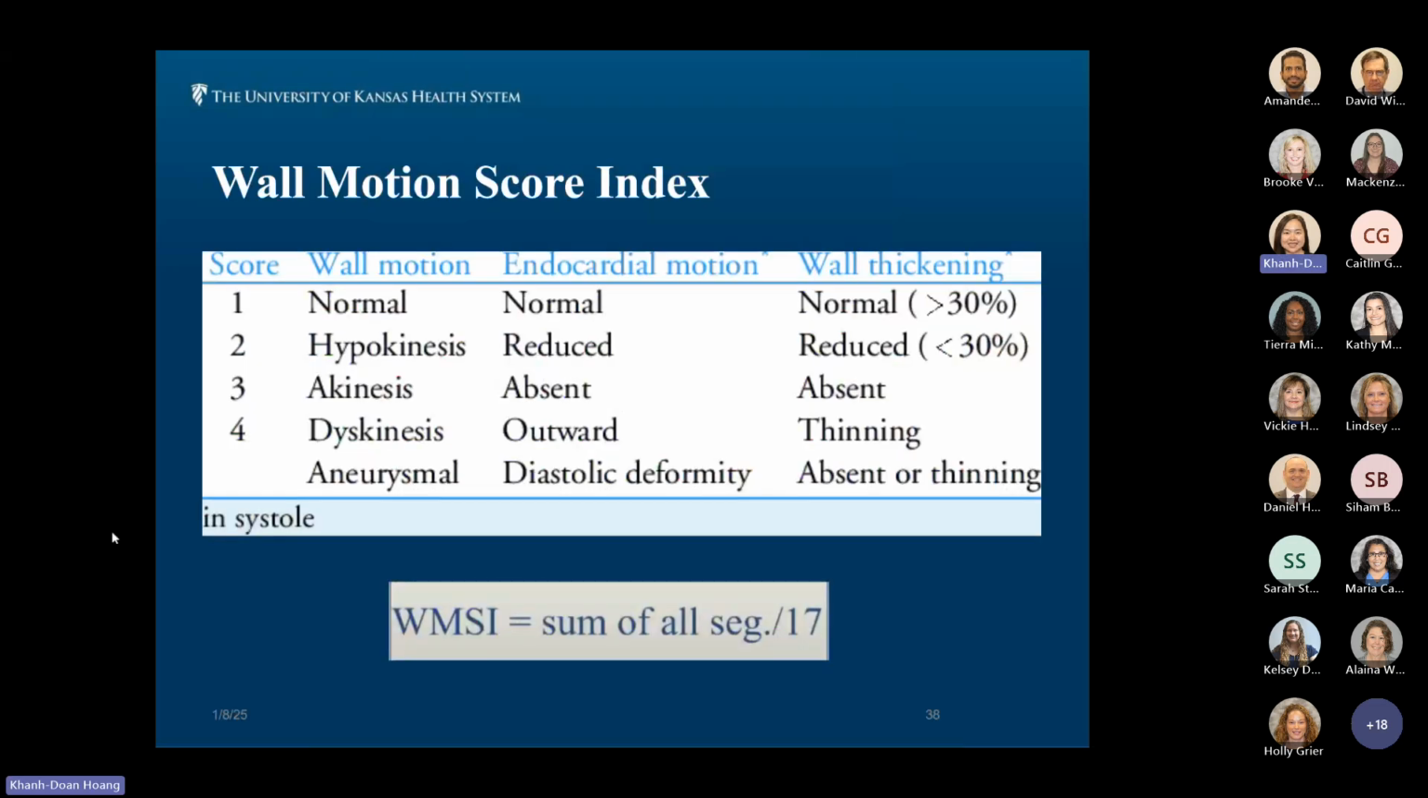And a wall motion score can be assigned to each segment. A normal segment or normal hyperkinetic would be given a score of 1, hypokinetic a score of 2, akinetic a score of 3, and dyskinetic or aneurysmal is given a score of 4. Then you calculate the wall motion score index by adding all those wall motion scores together and dividing by 17. A normal score index is going to be 1, and the higher your wall motion score index, the more abnormal the wall motion.